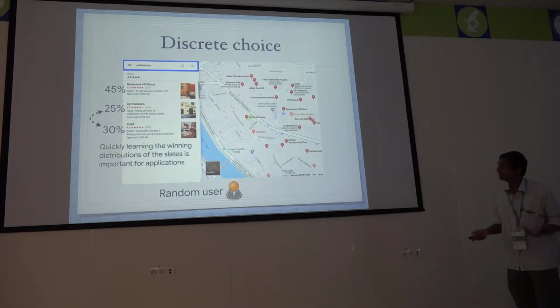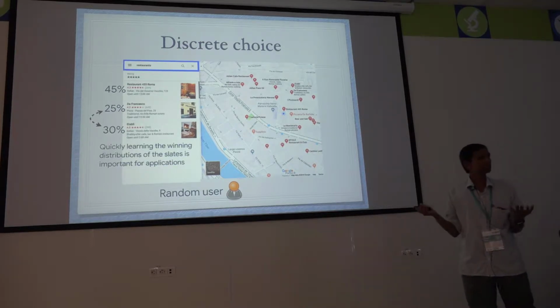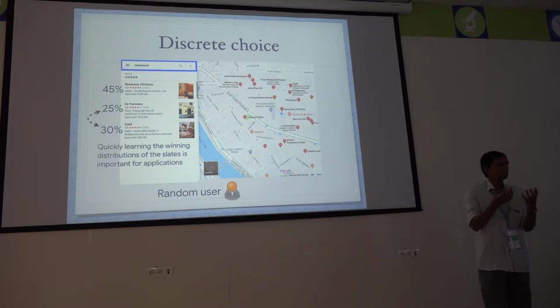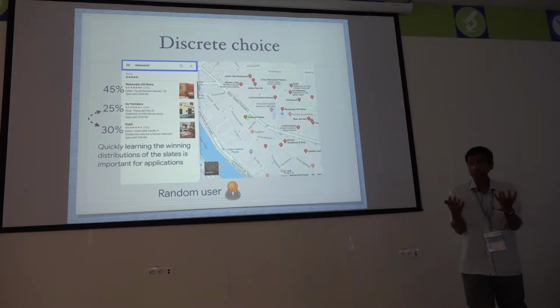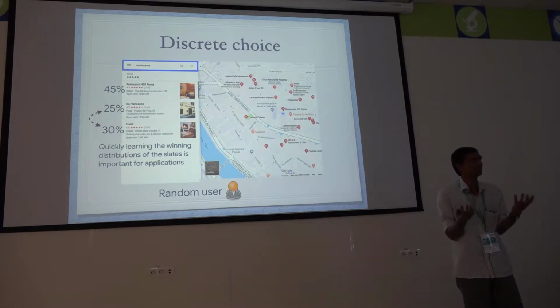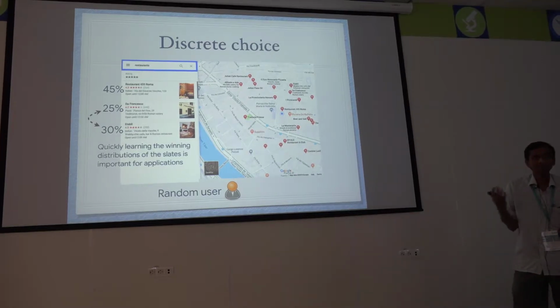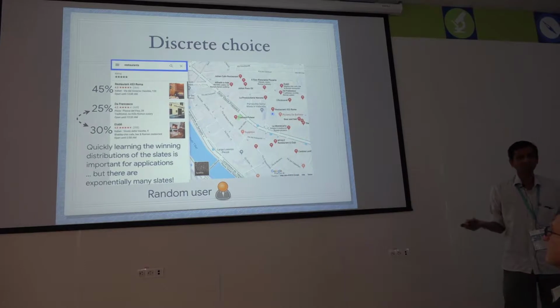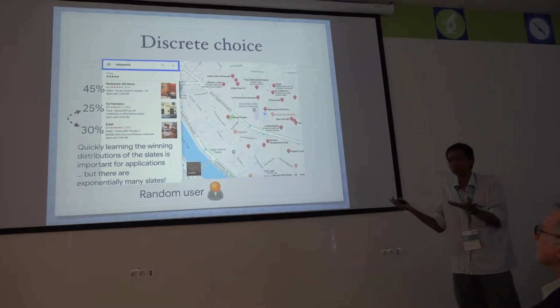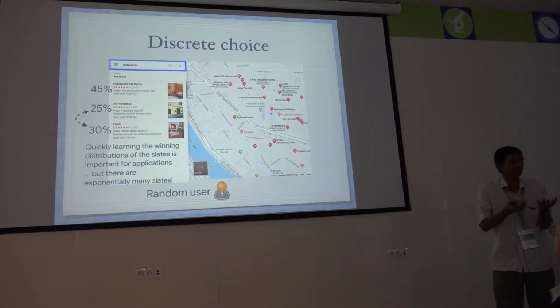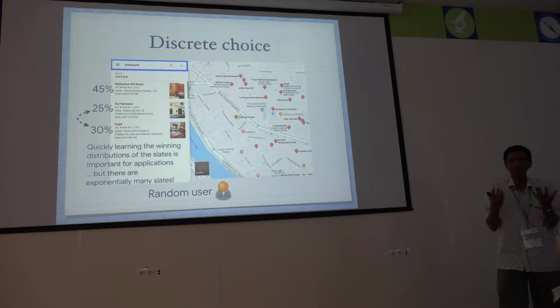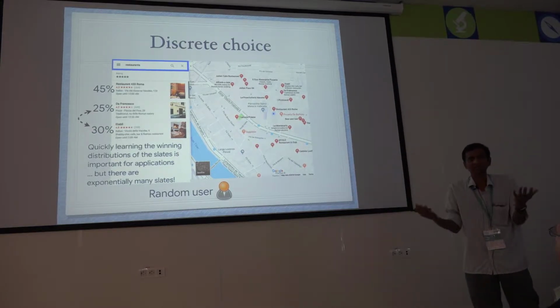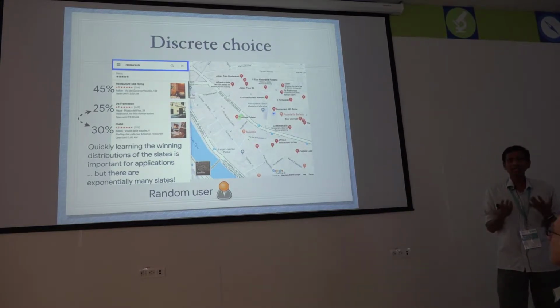So in general, quickly learning the distribution of the choice that the user is going to make on a given slate is very important from an application's point of view, because that's going to make the user happy. But it's not going to be easy, because there are going to be exponentially many slates. Under various circumstances, the slates given to the user are going to be very different. So how do we even learn this in an efficient way?